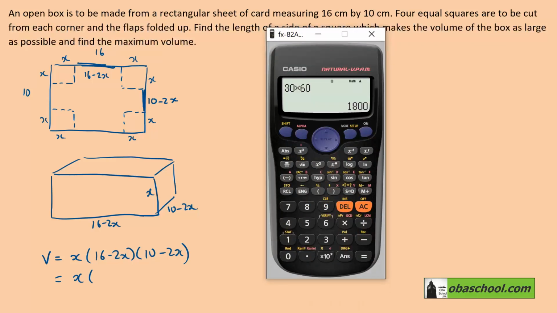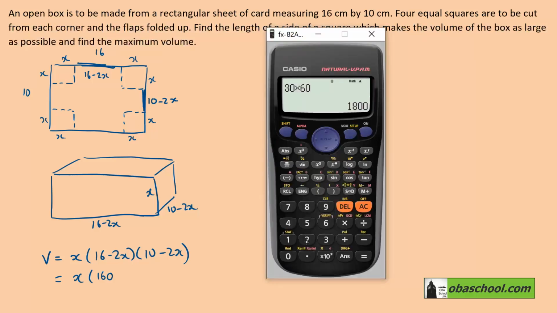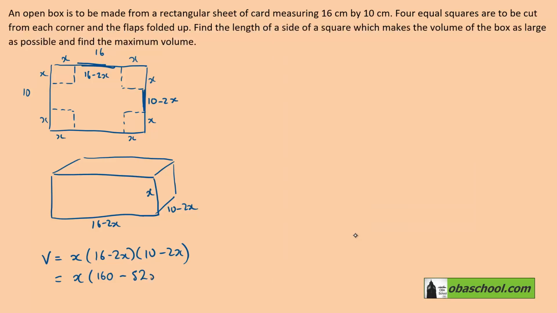So we'll get 16 times 10, which is 160. Then we're going to get minus 20x, so minus 20, minus 32. So that's going to be take away 52x. And then plus 4x squared. So the volume is going to be 160x, take away 52x squared, plus 4x cubed.